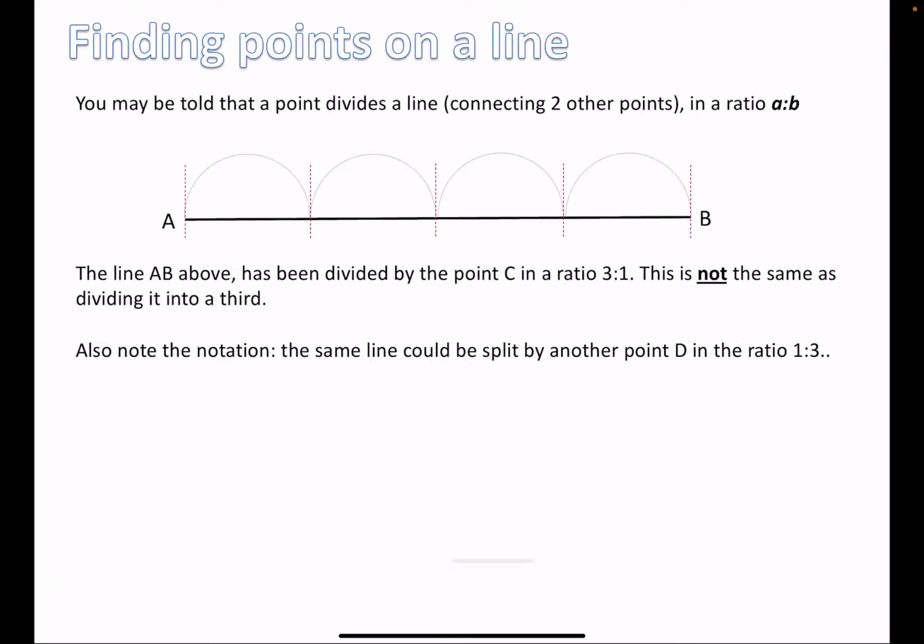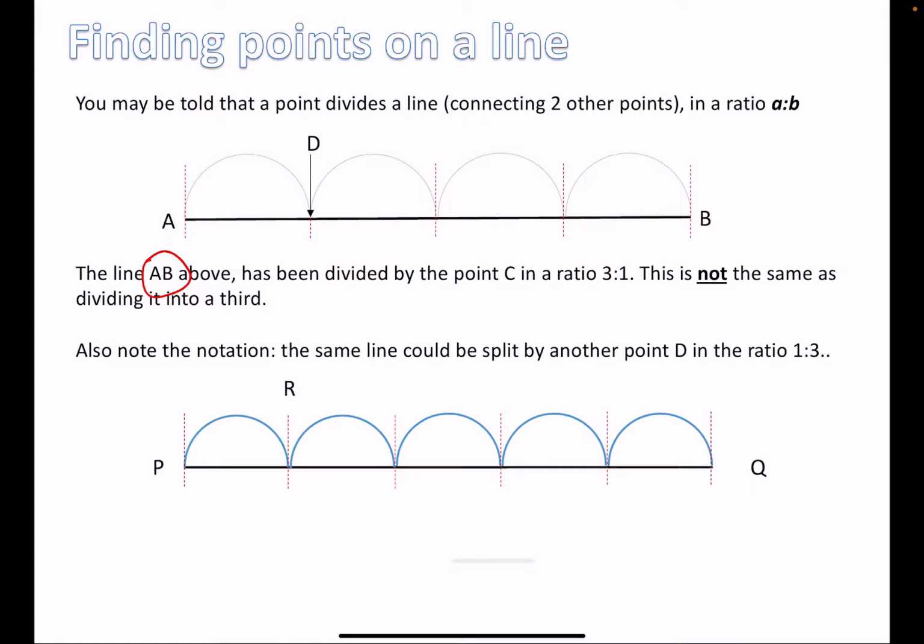Okay, so the same line could be split by another point D in a ratio 1 to 3, and that would be over this side. If it was split in a ratio 1 to 3, it's 1 part from the first letter. If we're given the line AB, we're starting from A, because it's a vector and the vector goes from A to B. It's the same idea with vectors as with lines. It's 1 part from the first letter, and then a further 3 parts to the second letter.